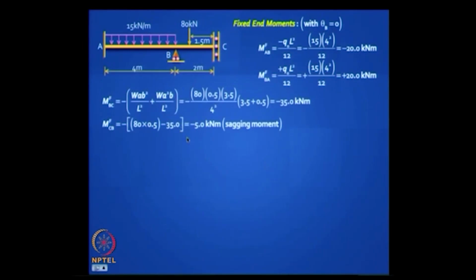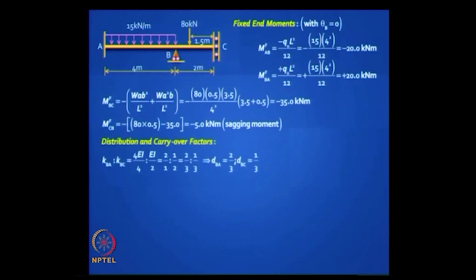Okay. So you know how to calculate fixed end moments. Then what's the next step you need to know? Before the distribution table, you need to write down the distribution factors. How are you going to distribute the moment at B? So you have to do this and the carryover factor. So you do it in terms of relative stiffnesses. KBA is to KBC is 4EI by L is to EI by L.